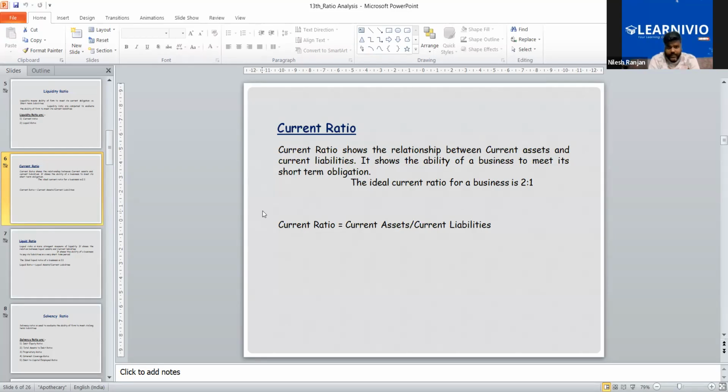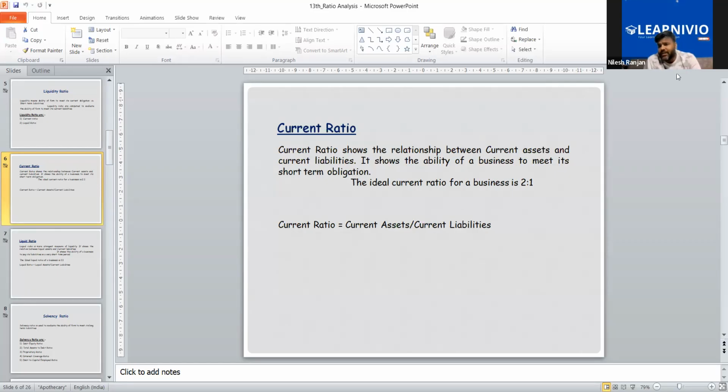You know what is current assets and current liabilities? Yes, sir. The liability which is payable within 12 months is current liabilities, and the assets which can be converted in cash within 12 months is current assets. Okay. So the relation between current assets and current liabilities is called current ratio. You can see the formula also. It is current assets divided by current liabilities. Now, the ideal current ratio for a business is 2 is to 1.